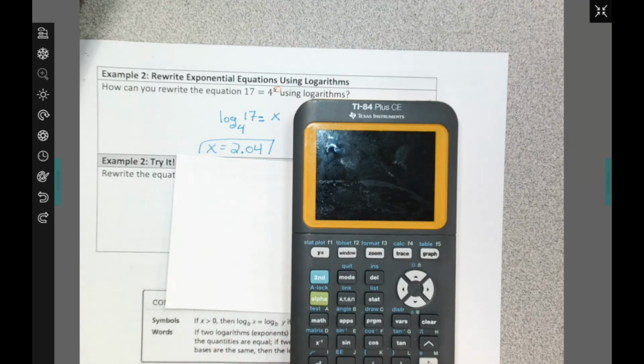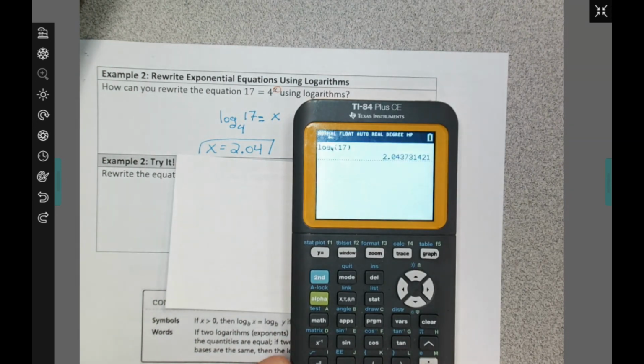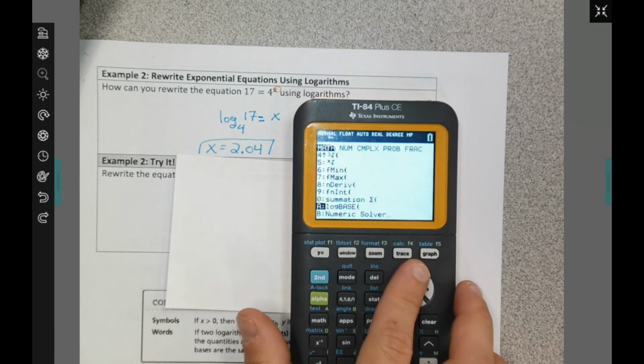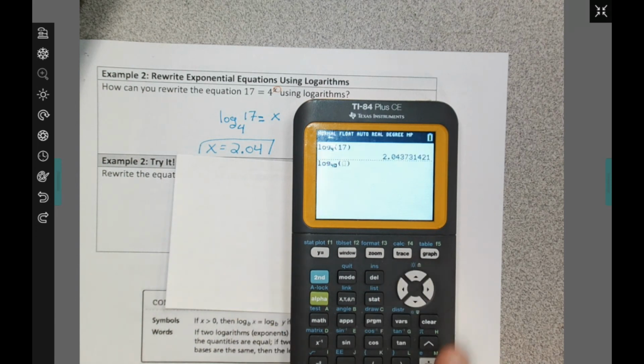Remember, on these calculators that we have, the way you would do that is by hitting math, go to log base, and then you just type it in. And then we're going to go to the hundredths place in this class. So that's how I got the 2.04.